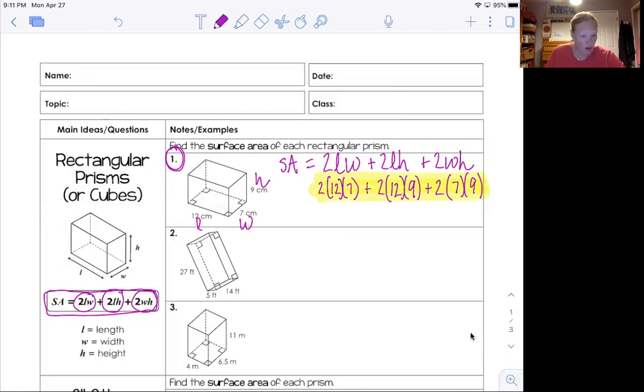Okay, so this becomes 2 times 12 times 7 is 168. 2 times 12 times 9 is 216. And 9 times 7 is 63. 63 times 2 is 126. Now I just add them together for a grand total of 510. And it's area, even though it's a three-dimensional shape, it's still area, so I'm going to put centimeters squared. Okay, so again, the key is organization and labeling. All right, let's try another one.